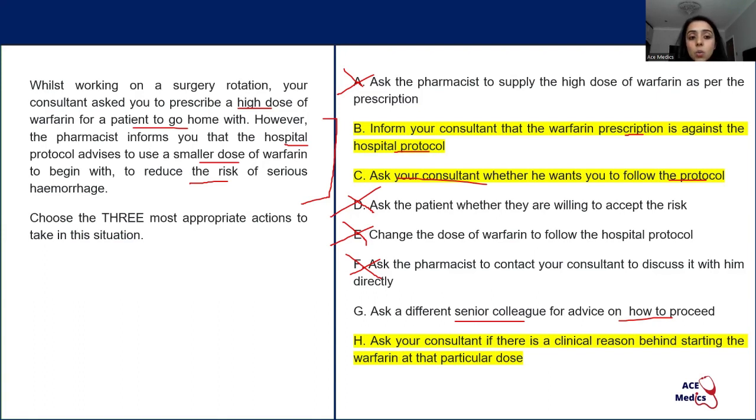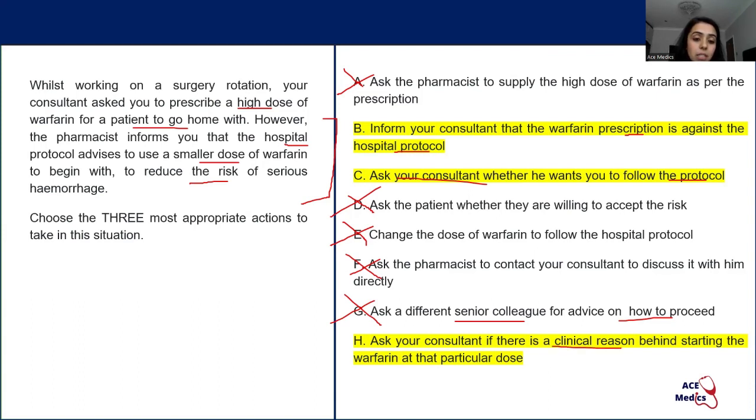If the question stem says you are not sure what to do, or you need more information, yes, perhaps you can ask for advice. But in this setting, there's no need for you to now involve another senior colleague and ask them what to do, because ultimately this is going to add some further confusion to the matter, and your consultant might feel a bit undermined as well if they find out that you're asking somebody else, and the consultant has got the overlying responsibility for this prescription, and they have made this decision, so you need to go back and speak to them.